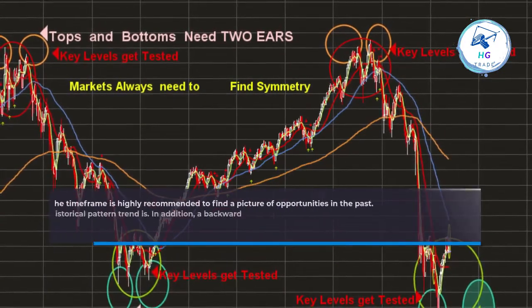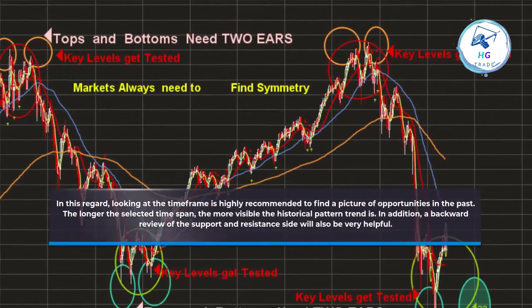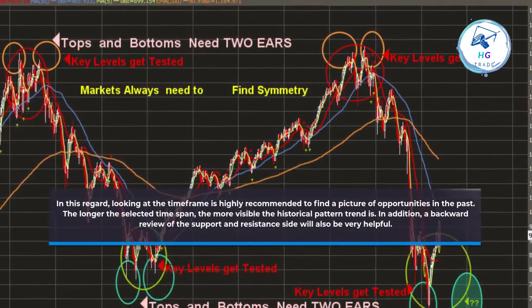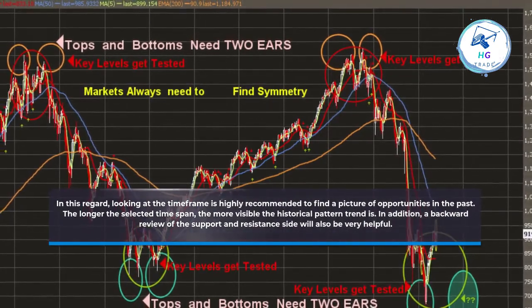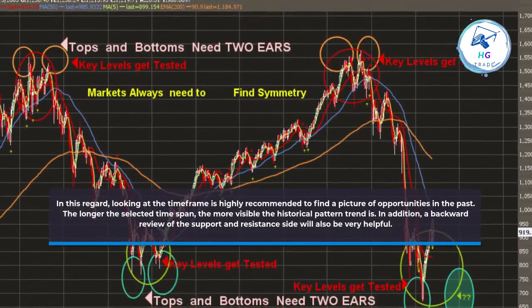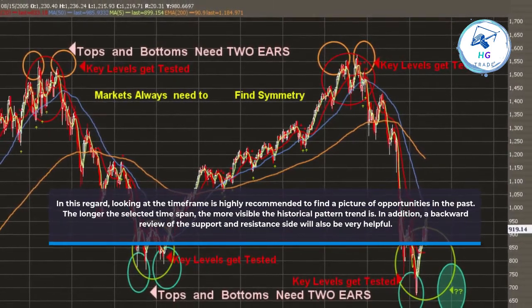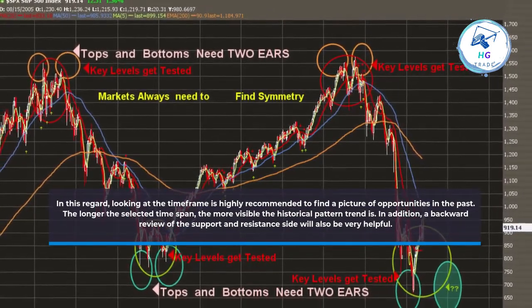Summary. In this regard, looking at the time frame is highly recommended to find a picture of opportunities in the past. The longer the selected time span, the more visible the historical pattern trend is. In addition, a backward review of the support and resistance side will also be very helpful.